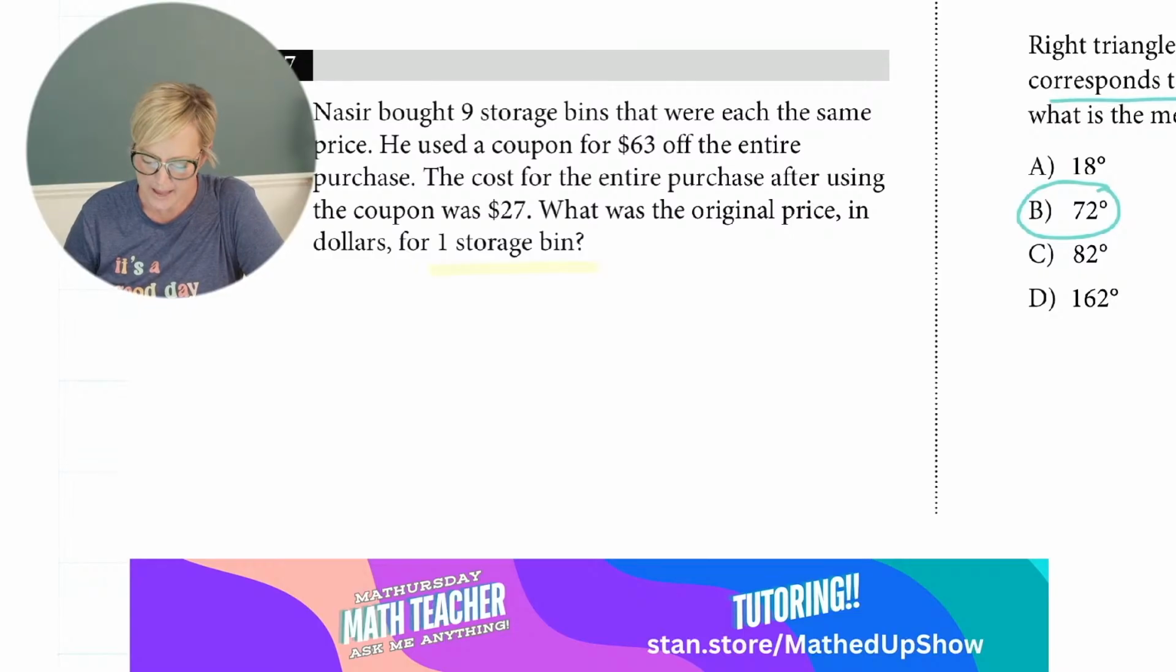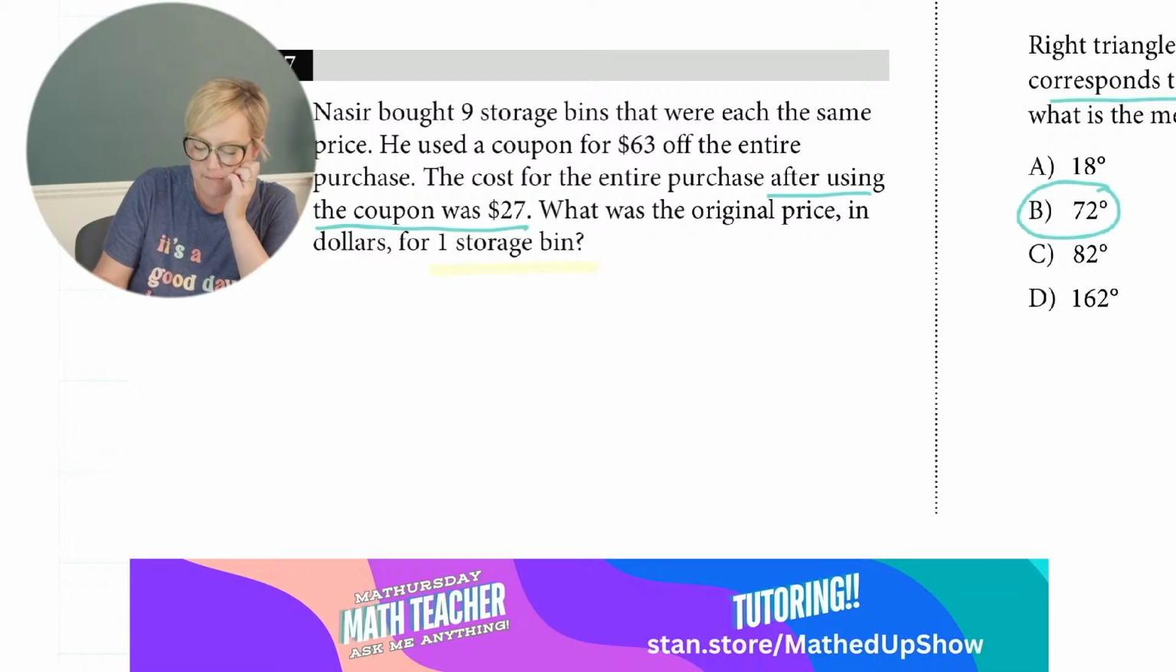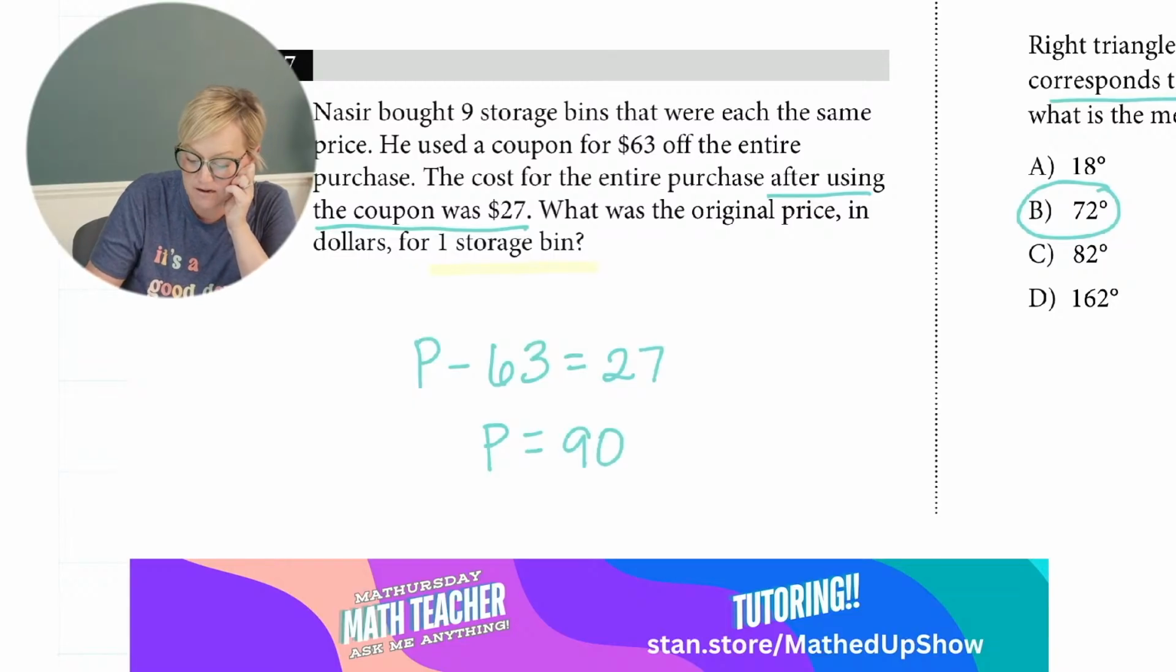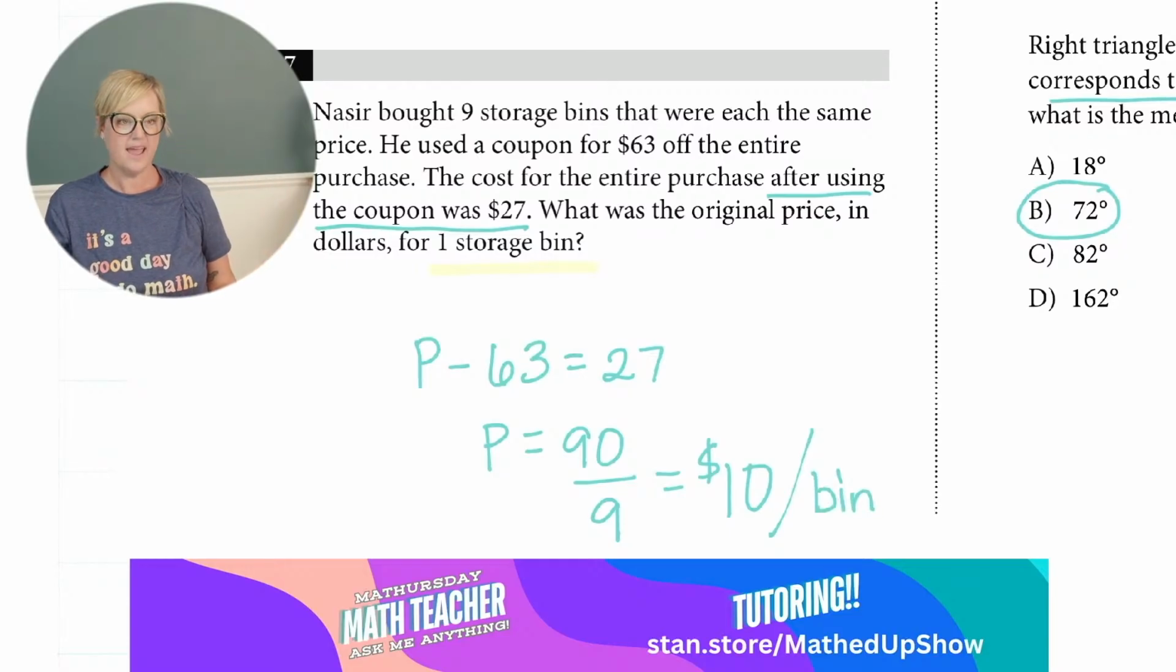Anyway. Okay, so the cost for the entire purchase after using the coupon was $27. So that means that your purchase minus $63 is $27. So that means that my original purchase was $90. All right, now $90 for 9 bins would mean that each bin is $10. So $10 per bin. Yay!